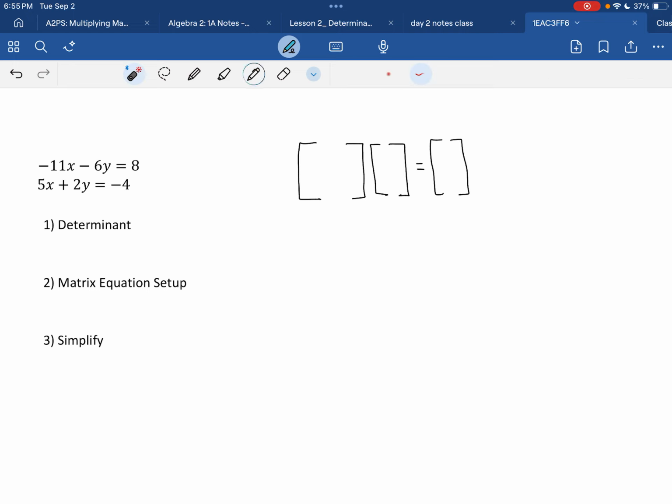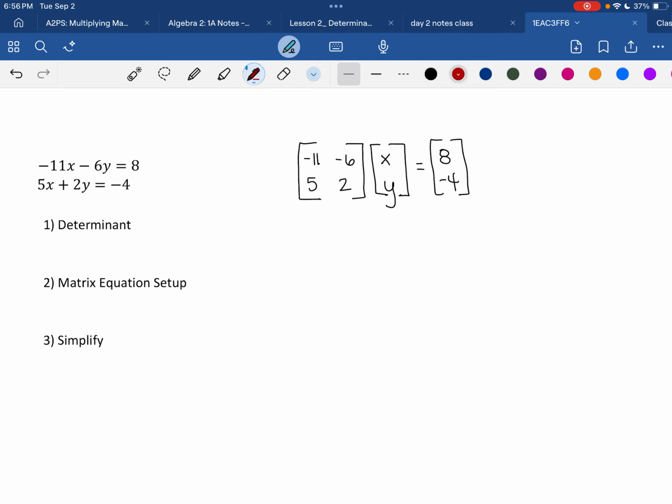equals a 2 by 1. So the first thing we're going to do is look at our solutions, see how they come after the equal sign. They're going to line up in here. So that's going to be my 8 and negative 4. My two variables I'm working with are x and y, and they are in the correct order. If they are not in the correct order, they need to be rewritten in the correct order. And then I'm going to ignore the variables in this part here, and those coefficients of those variables are going to get written down in the order that they are. So I have negative 11, negative 6, 5, and 2.